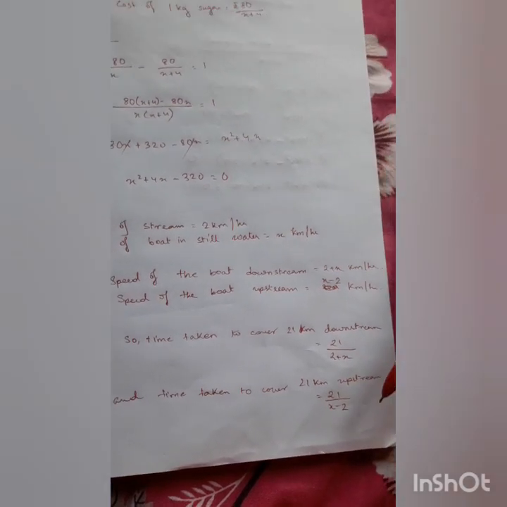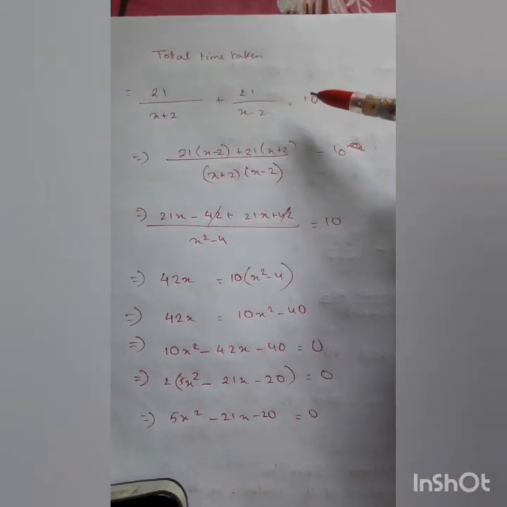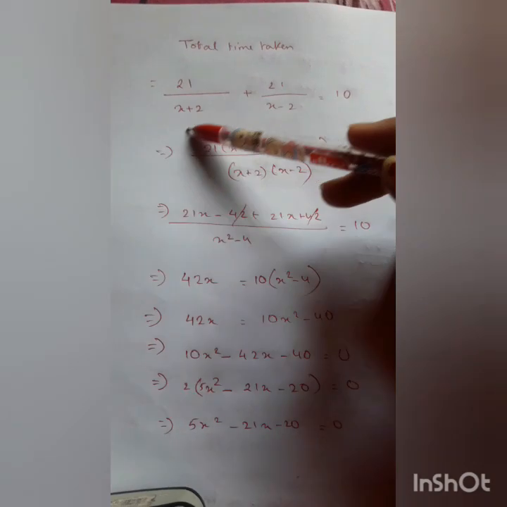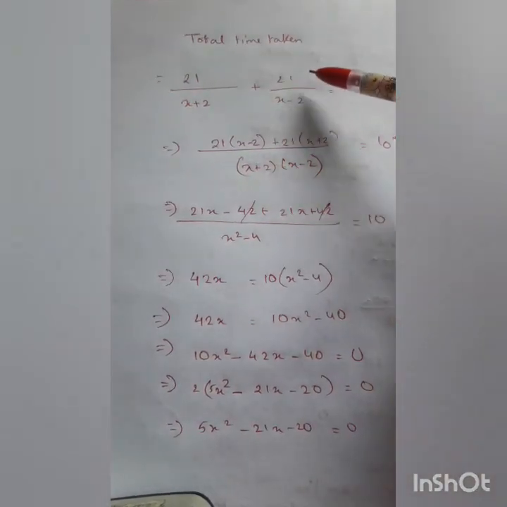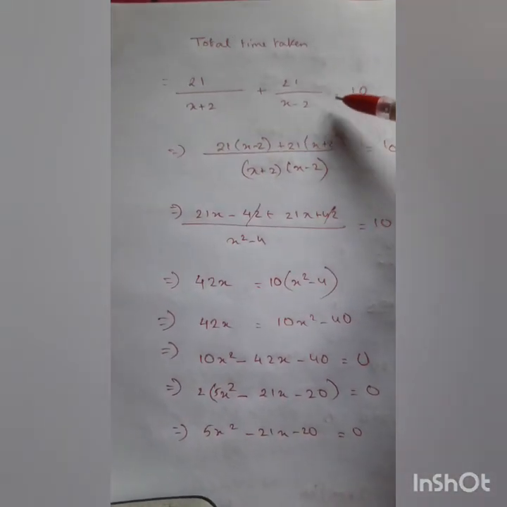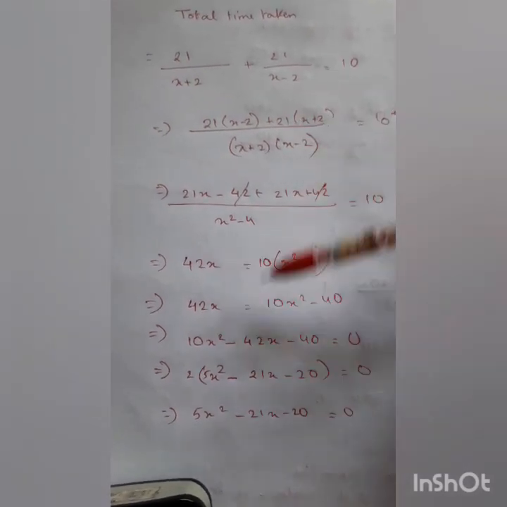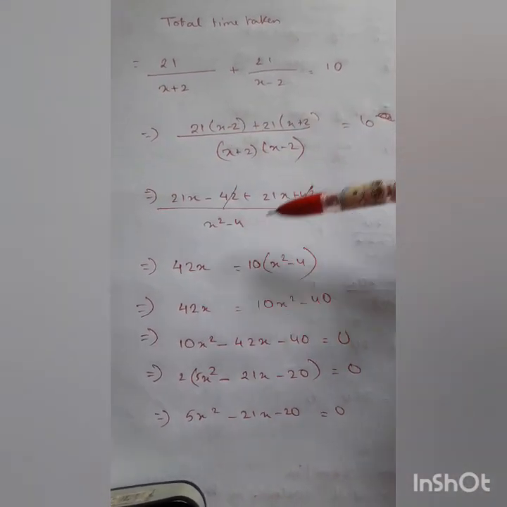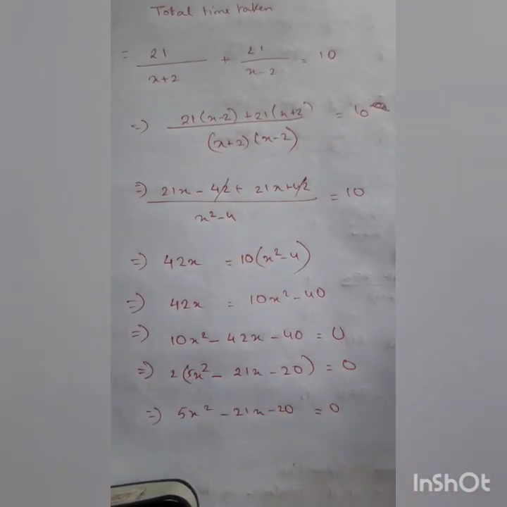So the time taken to cover 21 km downstream is 21 by 2 plus x, that is distance by speed. That will give me the time, and the time taken to cover upstream is 21 by x minus 2. So the total time taken is given as 10 hours. So I am adding these two times, 21 by x plus 2 and 21 by x minus 2, and that equals 10. Now after solving, this is a very easy process of solving. This is my final equation.